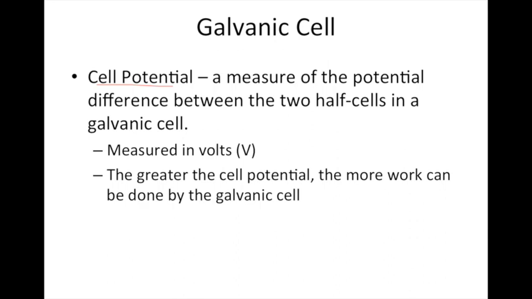The greater this cell potential, the greater the voltage, the more work can be done by that galvanic cell. So some galvanic cells produce a low voltage and they can't do a lot of work. Some galvanic cells produce a high voltage and we can use them to do much greater work. And we'll look at how to calculate cell potentials later, not in this video.